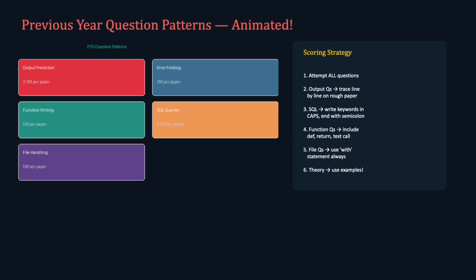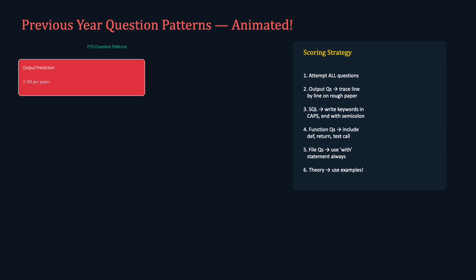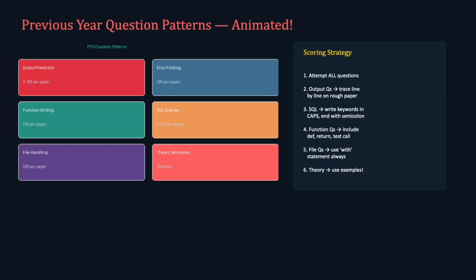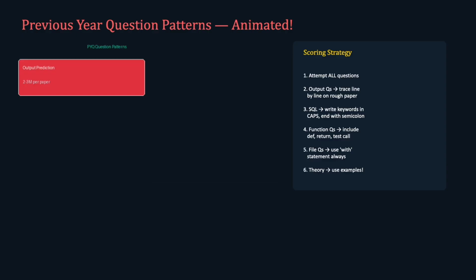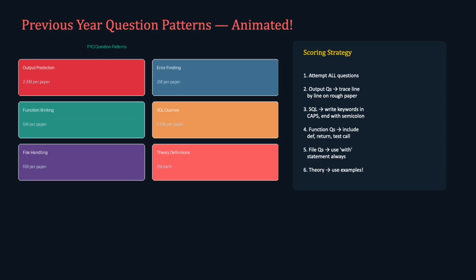Function writing for 5 marks. Write complete functions with definition and return. SQL queries for 3 to 5 marks. Write select, insert, update queries. File handling for 5 marks. Read, write, count operations. Theory definitions for 2 marks.